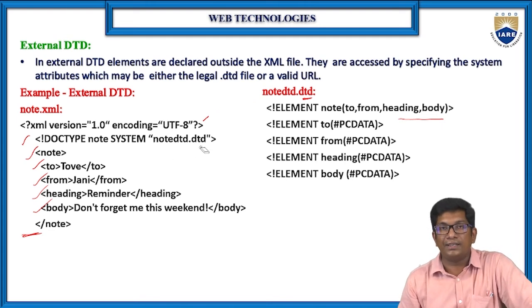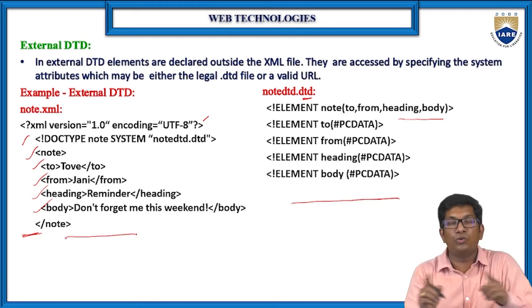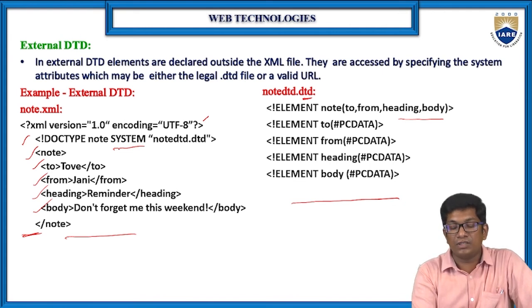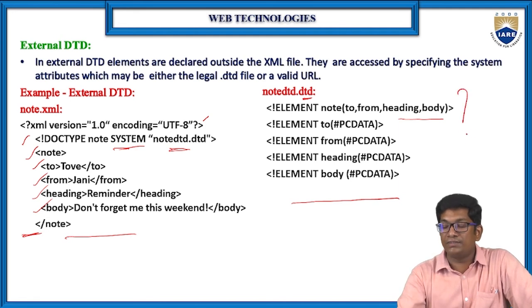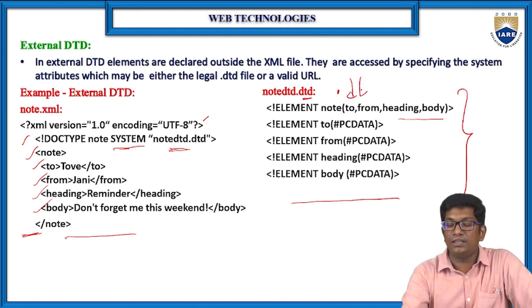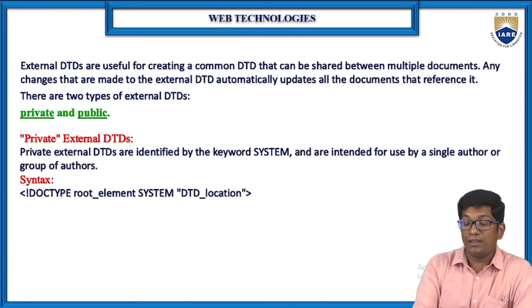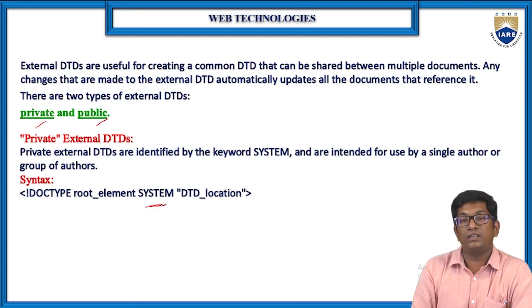Right. So external DTD: you have to write a separate DTD file and XML document. How to link these two? By using the system identifier, the DTD identifier. So that is SYSTEM, followed by the DTD file. You have to save this file with .dtd. Okay. So we can use the DTD identifier, private or public. Private external DTD means you use SYSTEM and your DTD file, right? That is private external DTD.